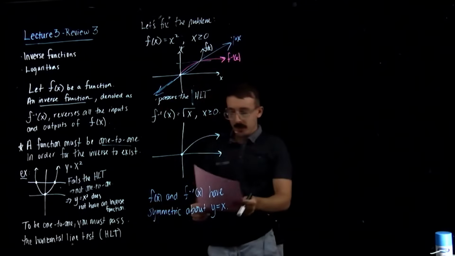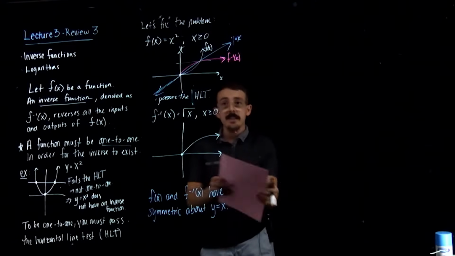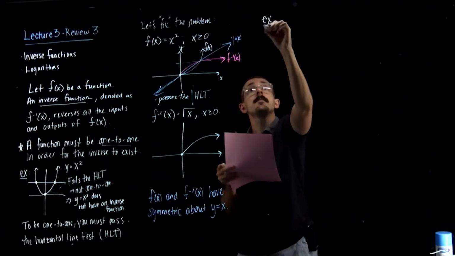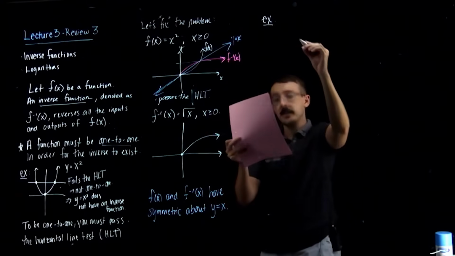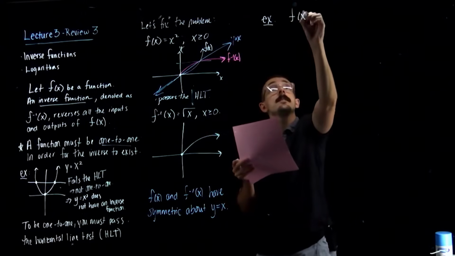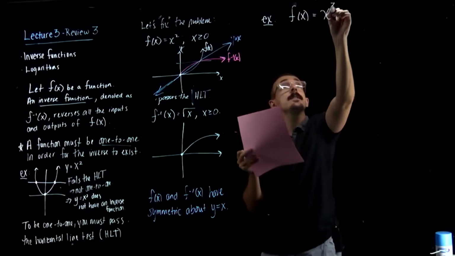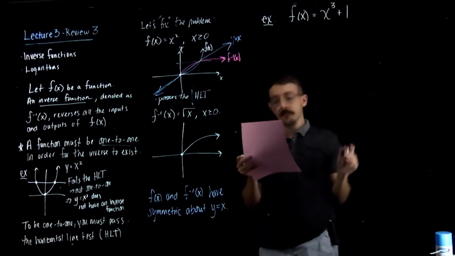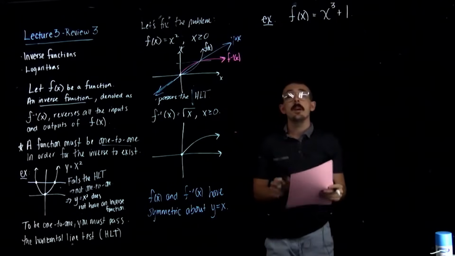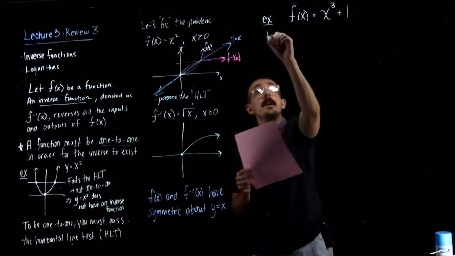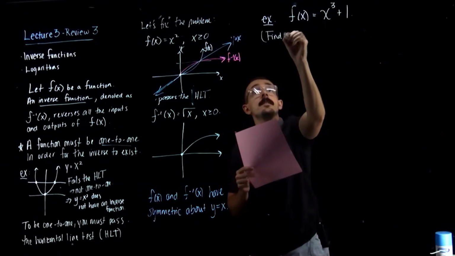I'm going to give you one more example too. So let's look at this graph. We're going to look at f of x equals x cubed plus 1. So my directions are going to be: find the inverse.